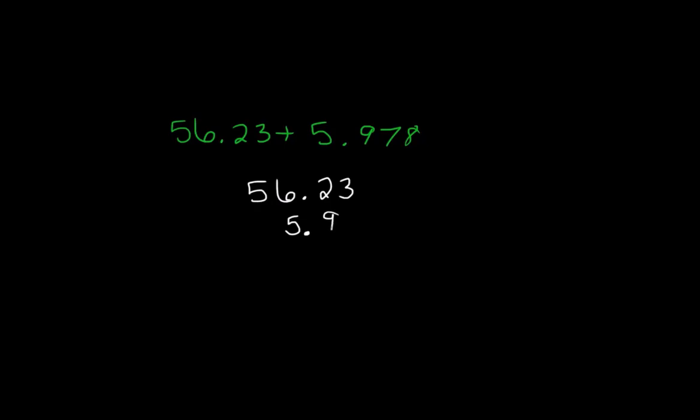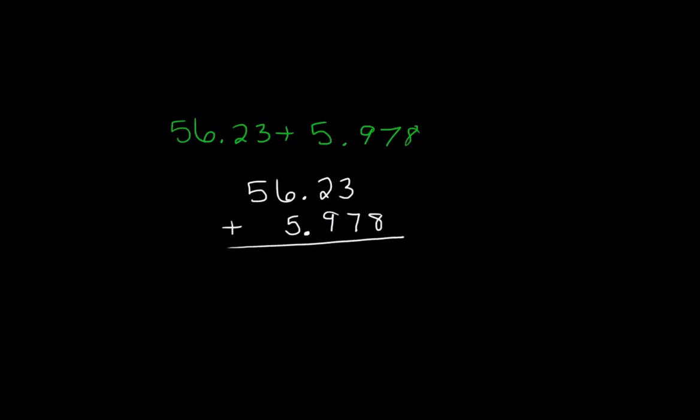Let's say I have 56.23 plus 5.978. My first step is to line up my decimals. So I'm going to write down my first number, 56.23. I have 5.978. The 5 is going to go underneath the 6. Line up my decimals. The 9 goes underneath the 2, 7 underneath the 3. Then you rewrite the 8.